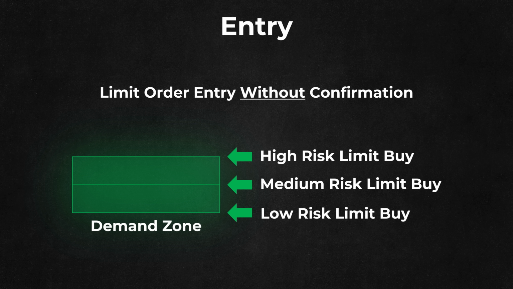In the case of a limit order entry, you're not waiting for confirmation. For example, in a bullish setup, entering at the upper limit of the zone means a bigger stop, but also a higher probability of getting filled. Entering at the lower limit of the zone means a smaller stop, but a lower probability of getting filled. Limit order entries are more accurate, but you have a higher risk of dealing with an unreliable zone.